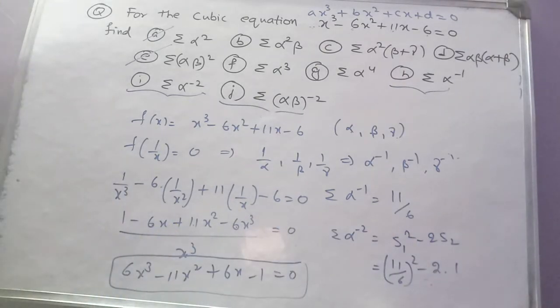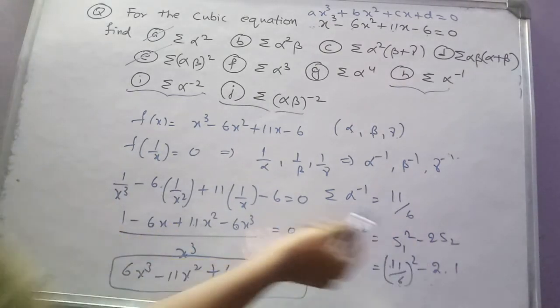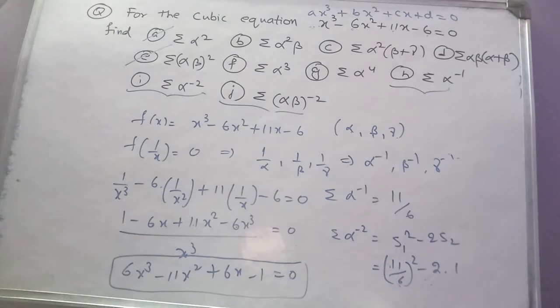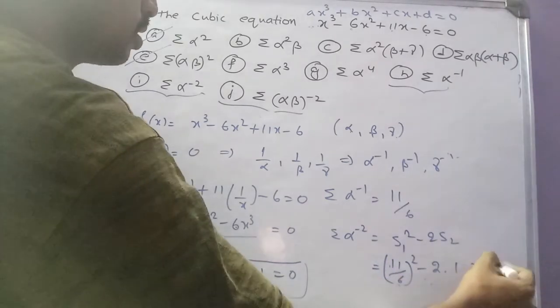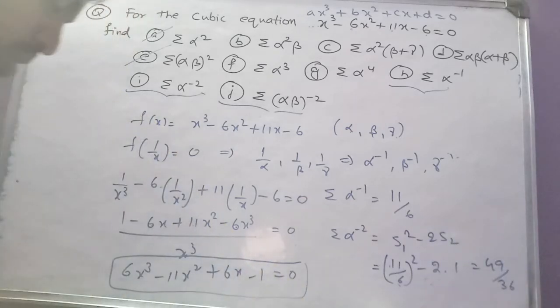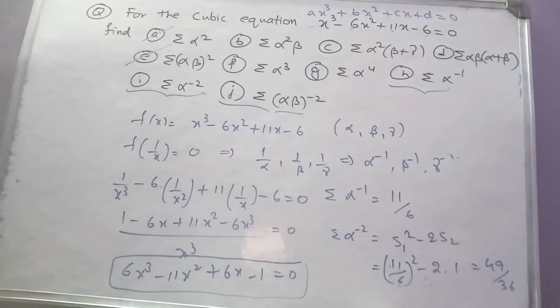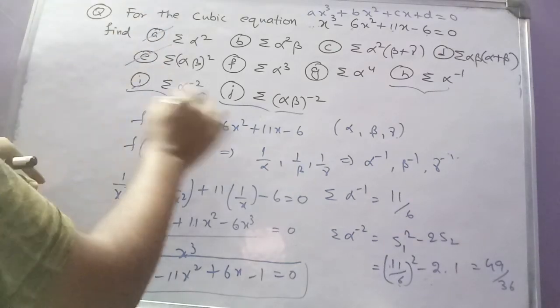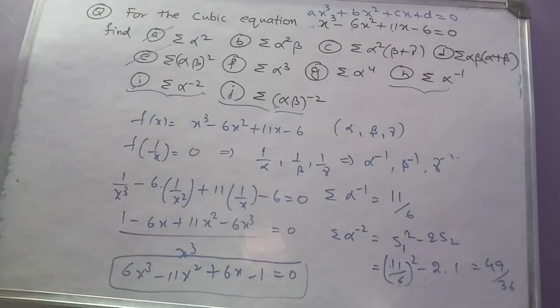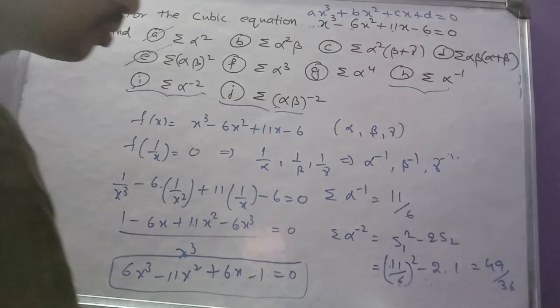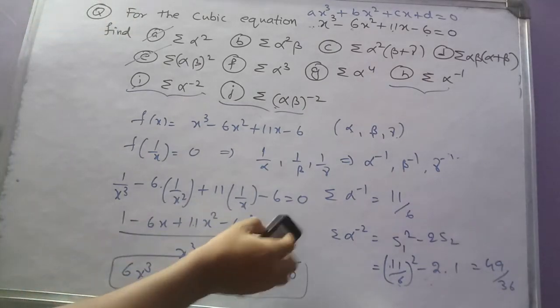So if you solve it, what do you get? 121 by 36 minus 2. You will get 49 by 36. Check whether you will get this or not. Certainly you will get this 49 by 36. And finally, this is also over now. What is sigma alpha beta power minus 2?